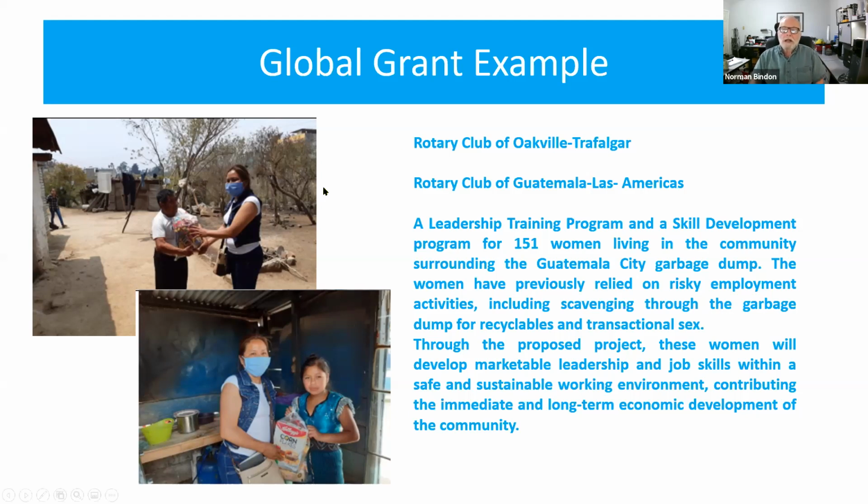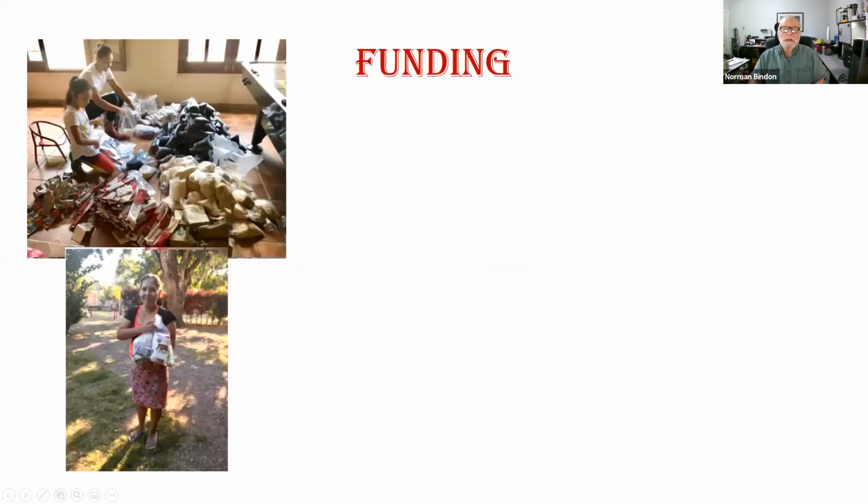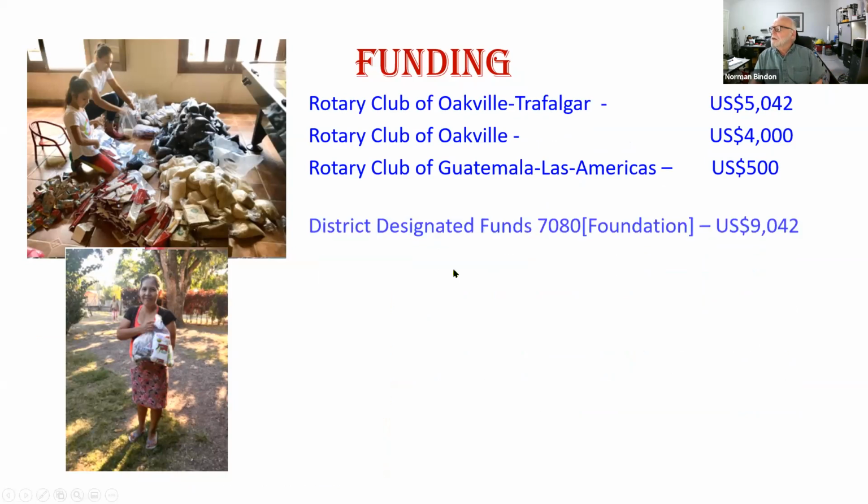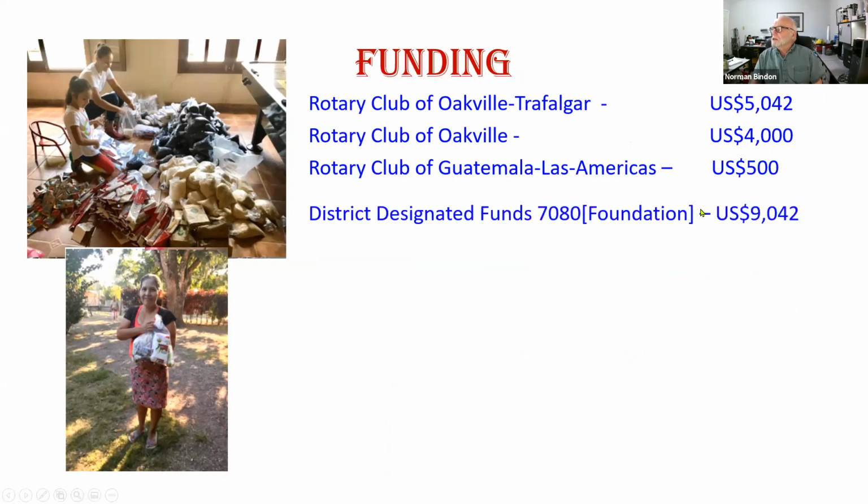I'll just give you an idea how a global grant is funded. So we start out with two clubs putting money in. Generally, the host club, if it's in a developing nation, puts in a small amount of money, because there's a need, so they are not putting in a great amount of it. District designated funds, we match that. And then along comes the Government of Canada. They match this, this, and this.